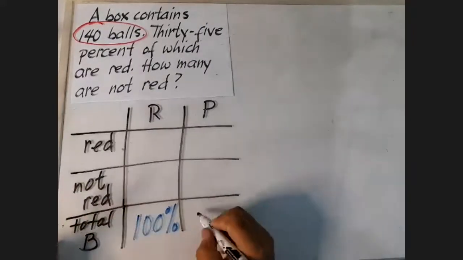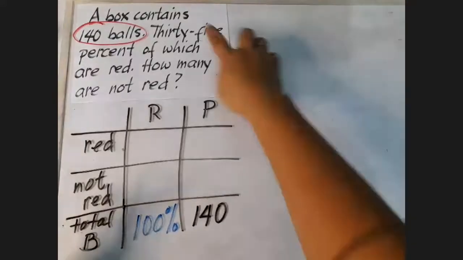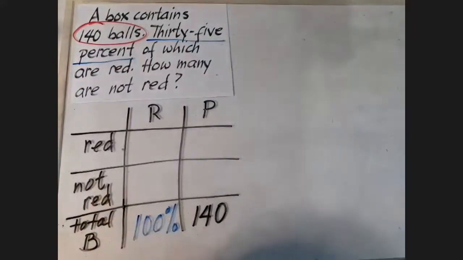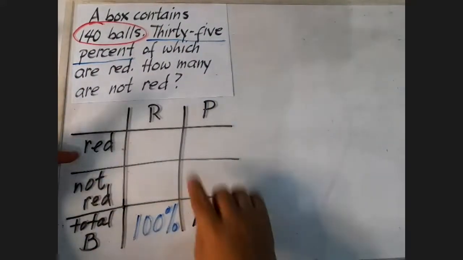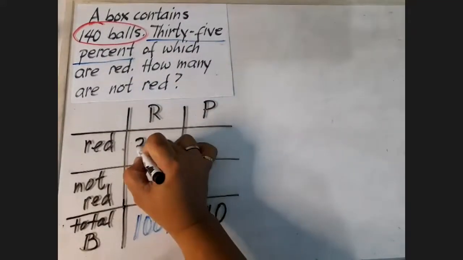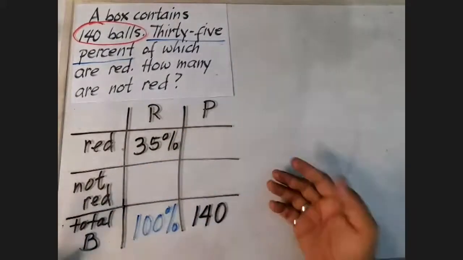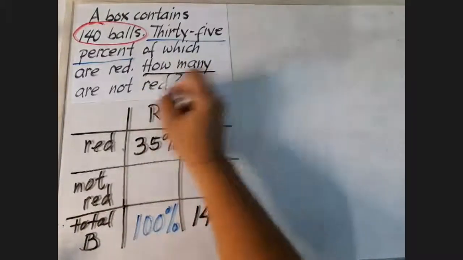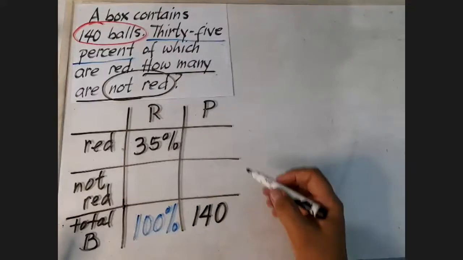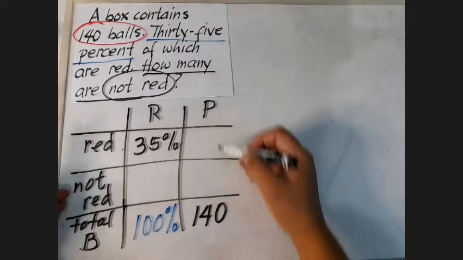Next, percentage, that's 140. So, ilalagay natin yan dito, 140. Next, we have 35%. 35% of which are red. So, red siya, may percent, dito yon 35%. So, this is 35%. Ano yung tinatanong? How many are not red? So, ang tinatanong dyan ay how many. That means percentage, not red. So, ito yung question mark.